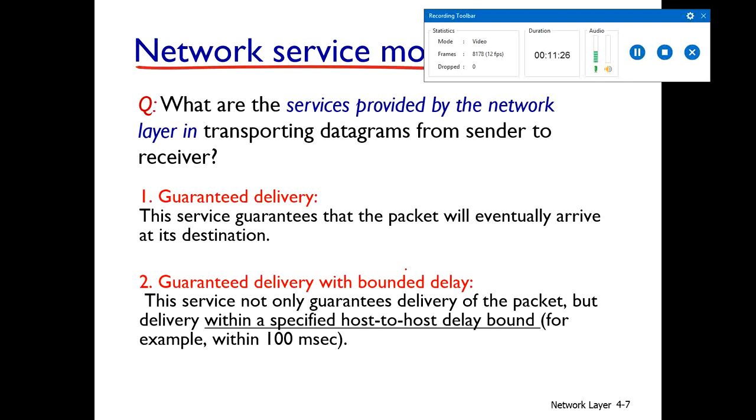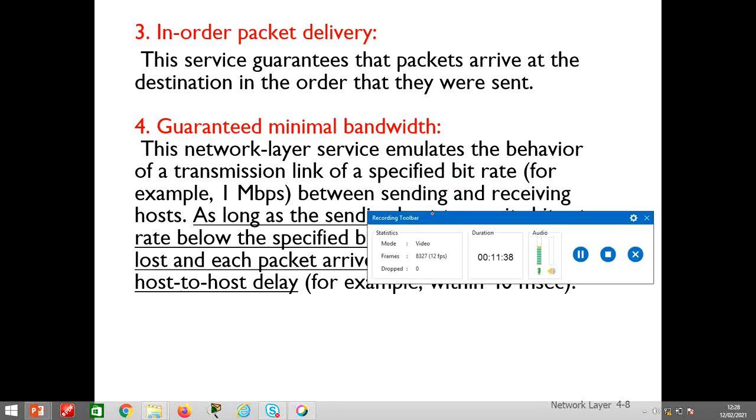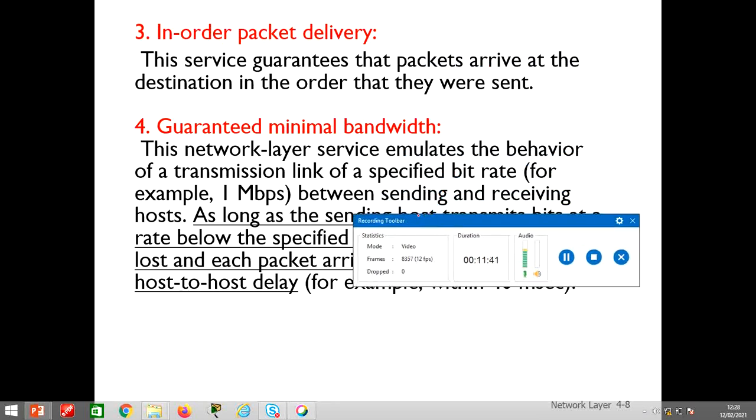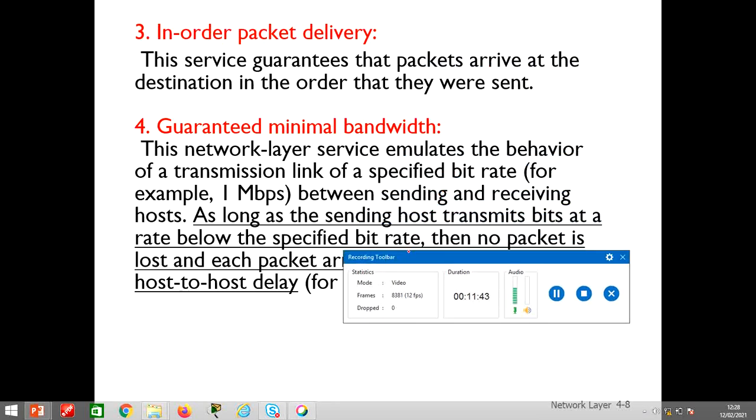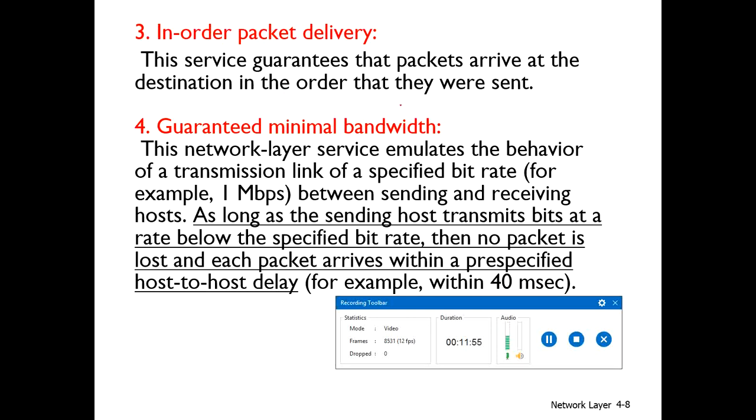For example, it can be 1 millisecond, it can be 100 milliseconds. So some delay bound is specified for the packet. There are other services also which are provided to the flow of packets between the source and the destination, which is in-order packet delivery. This service of the network layer guarantees that packets arrive at the destination in the order that they were sent.